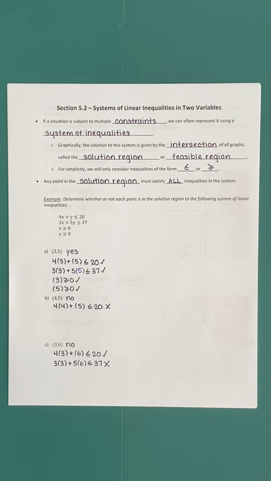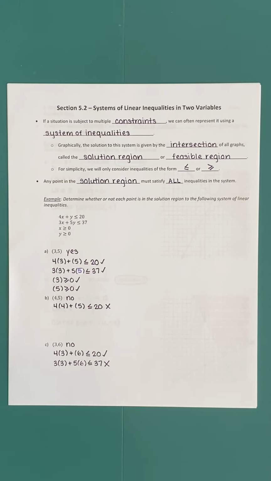In this video, we're going to talk about systems of linear inequalities in two variables. So we've talked about systems of equations. A system of equations is just a set of equations that defines a relationship among the variables in a problem. Well, a system of inequalities is just a set of inequalities that defines a relationship.